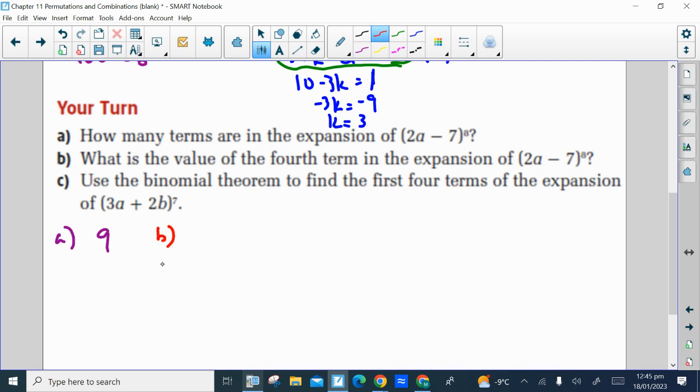Question B, what is the value of the fourth term in that expansion? So again, using the general term formula, which is on the formula sheet, we don't have to memorize it, but that's what we're going to use here.